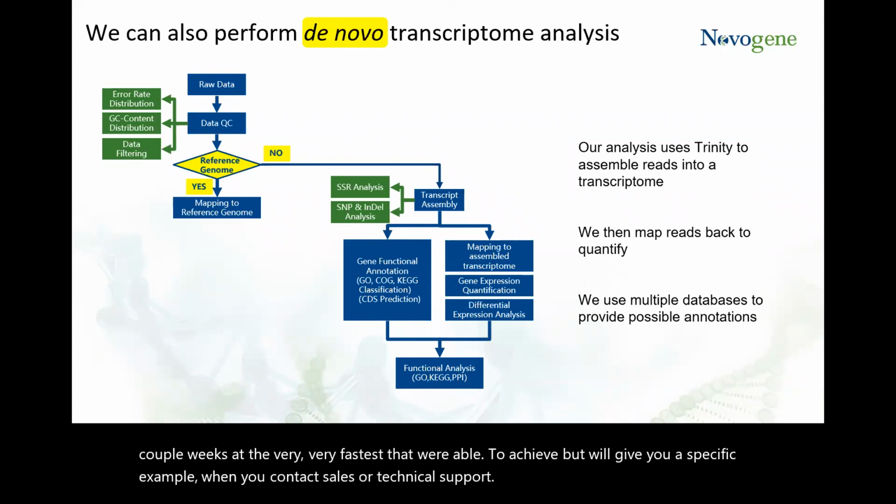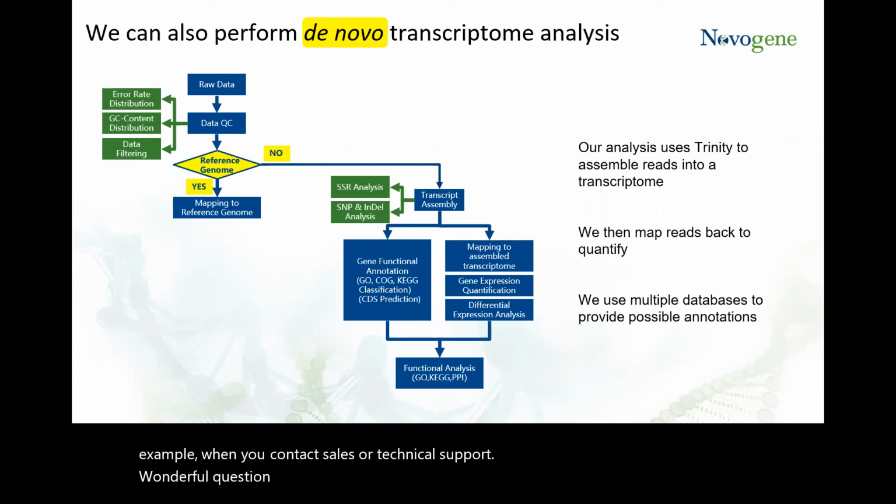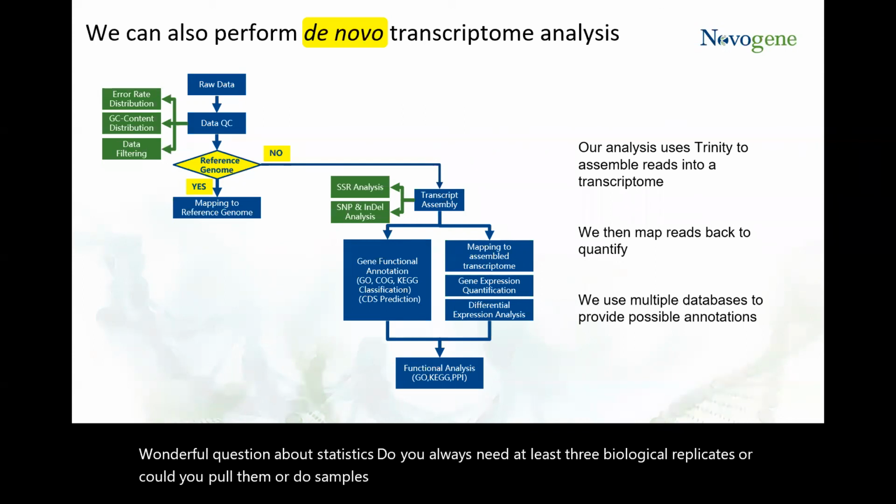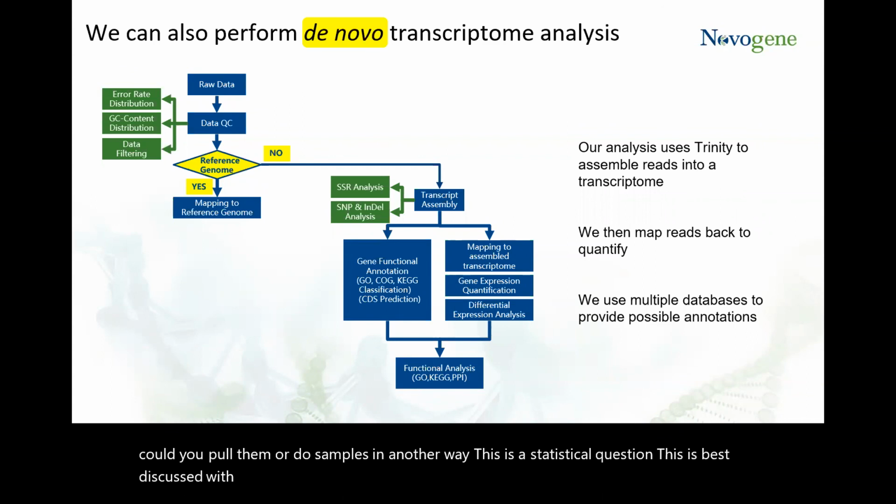Wonderful question about statistics. Do you always need at least 3 biological replicates, or could you pool them or do samples in another way? This is a statistical question. This is best discussed with the people who are doing your analysis.